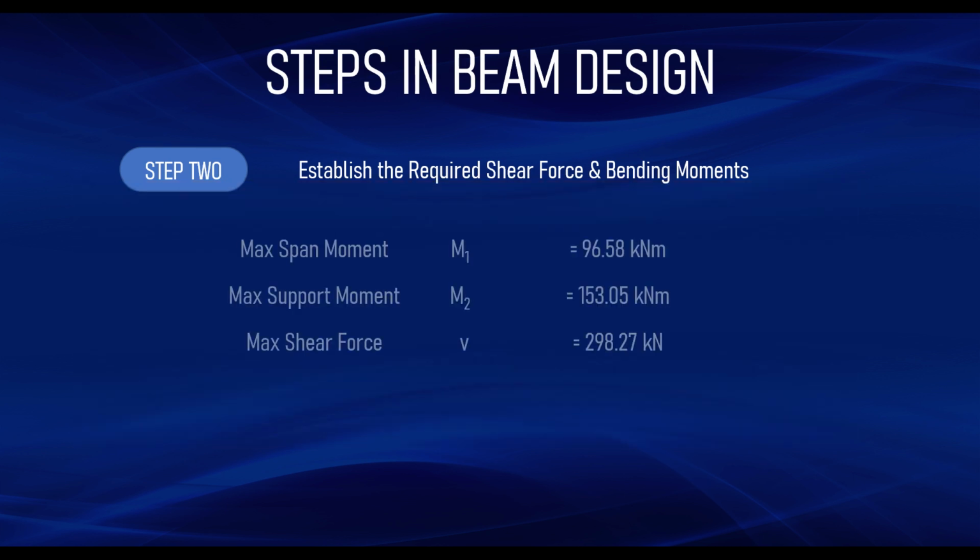So we can say that the summary of the beam is giving us the maximum span moment on the beam as 96 kilonewton meters. The maximum support moment for the beam is 153 kilonewton meters. The maximum shear force is 298 kilonewton. The reason why you have a span and support moment is because the beam that I analyzed is a continuous beam. So in that case, you have span and support moment. So let's say we want to design for the span moment.